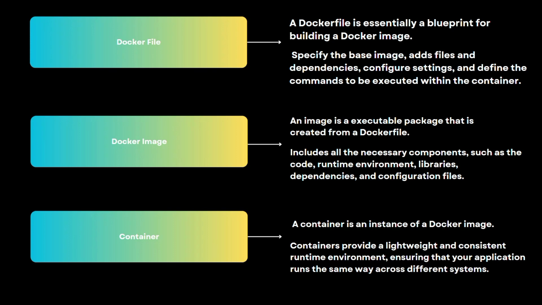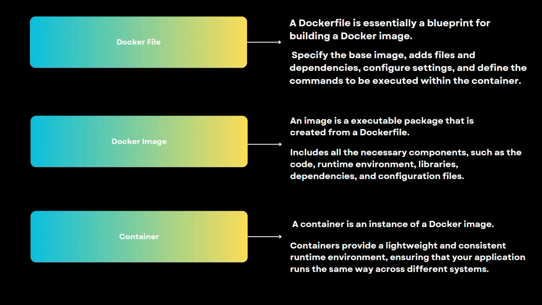Now let's talk about Docker image. A Docker image is a lightweight, standalone, and executable package that is created from a Dockerfile. It's like a snapshot of a specific application or service, along with its environment. This image includes all the necessary components such as code, runtime environment, libraries, dependencies, and configuration files. Think of it as a template or a blueprint for creating a Docker container.